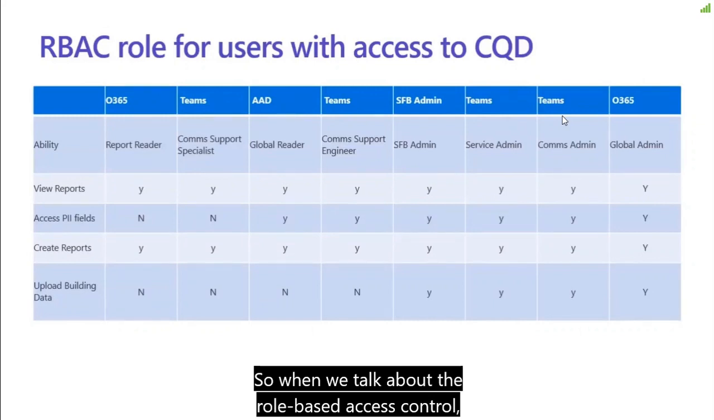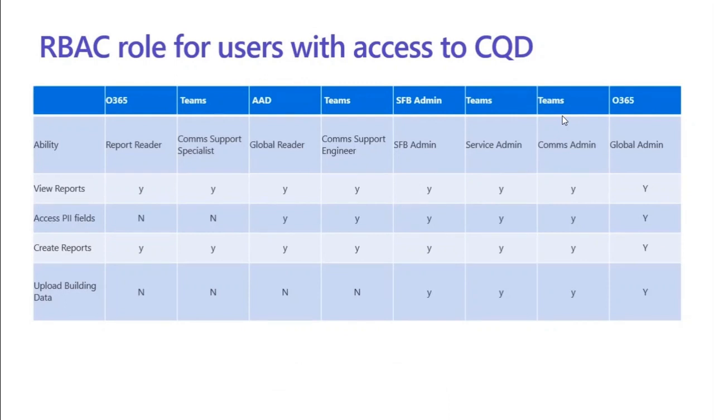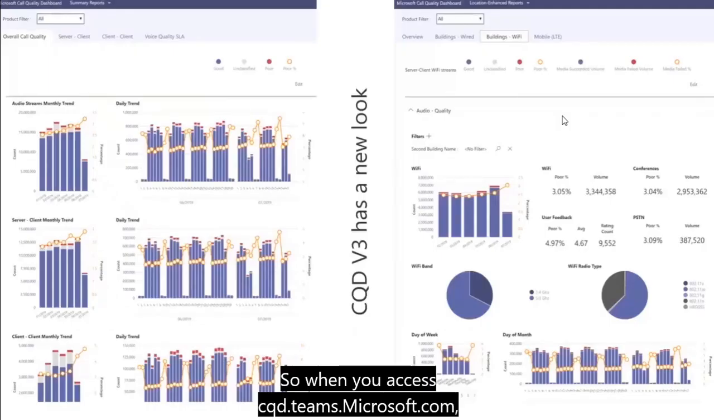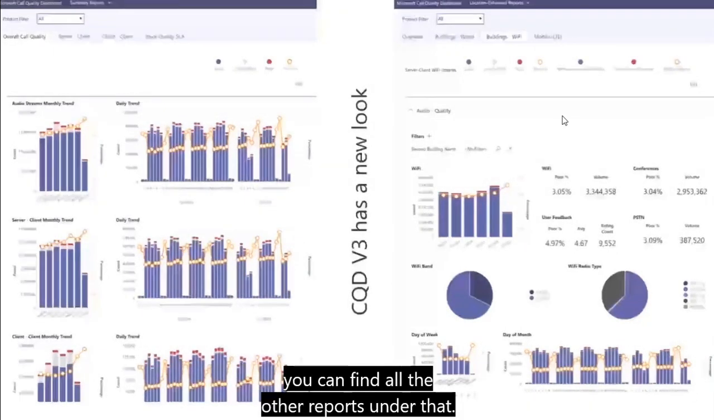When we talk about role-based access control, what role is required for accessing CQD? At least you need to have the global reader or report reader access to access CQD. When you access cqd.teams.microsoft.com, you will find initially the summary reports, and then you can drop down and find all the other reports under that.